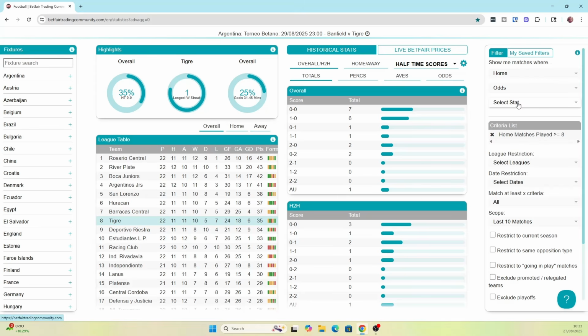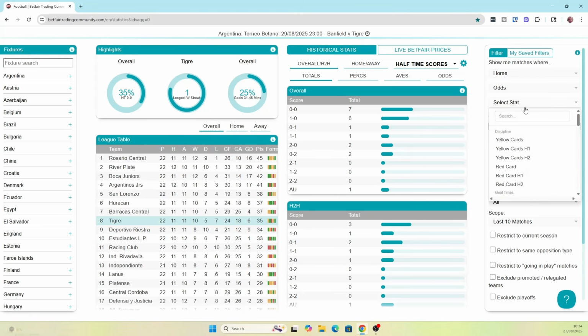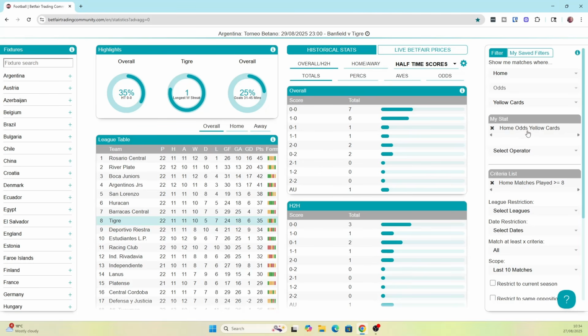And then odds is, again, you're going to want to have another look at this. What are the average home odds, yellow cards?